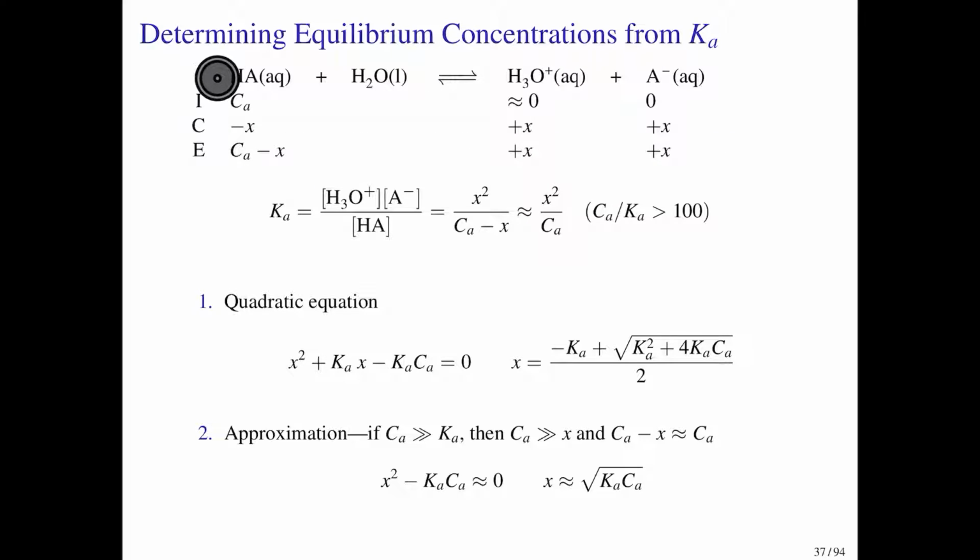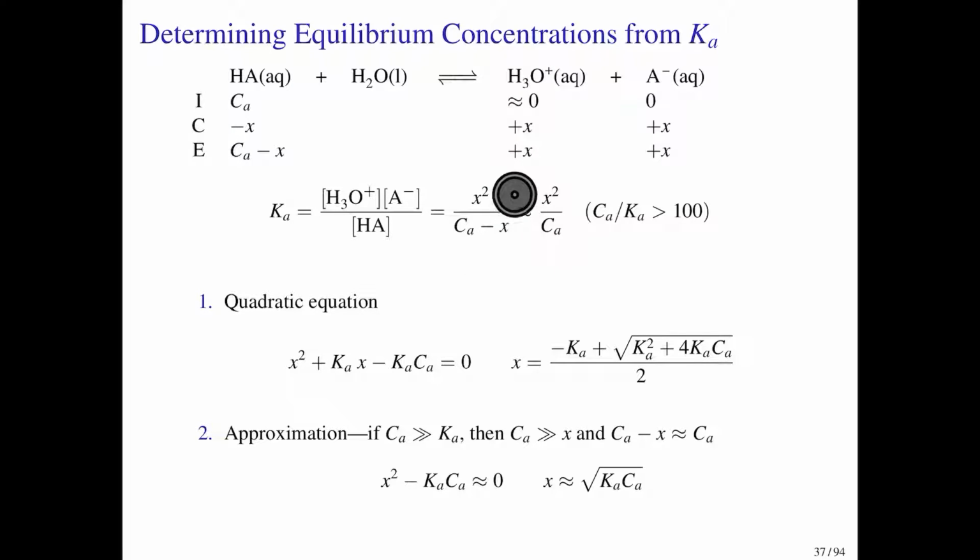Okay, so we've got our weak acid ionization, we've got the ice table, we know Ca, the initial concentration of the acid, and we know Ka, but we don't know anything else. So what we do is we set up the Ka expression for the acid ionization reaction. It's the hydronium concentration times the conjugate base concentration divided by the acid concentration, and then we substitute in the symbolic equilibrium concentrations. So that's going to give us x times x, which is x squared, divided by Ca minus x.